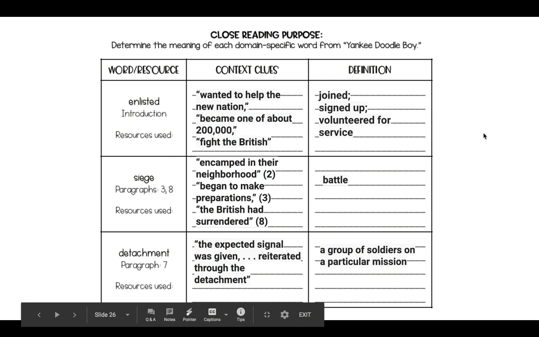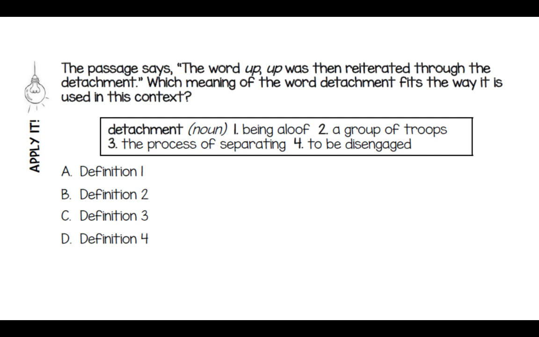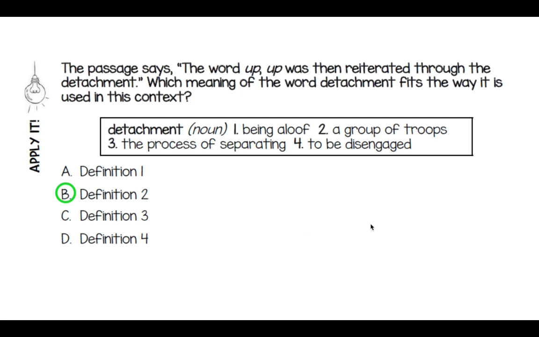Okay? All right, so down at the bottom, please give this one a try. The passage says the word up, up was then reiterated through the detachment, which meaning of the word detachment fits the way it is used in this context. And you're given 4 different definitions there. And we come with 2, a group of troops, just like we talked about at the top of our page.